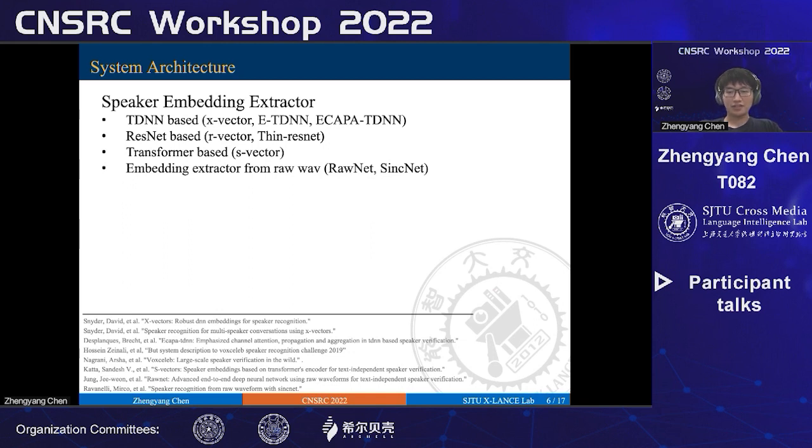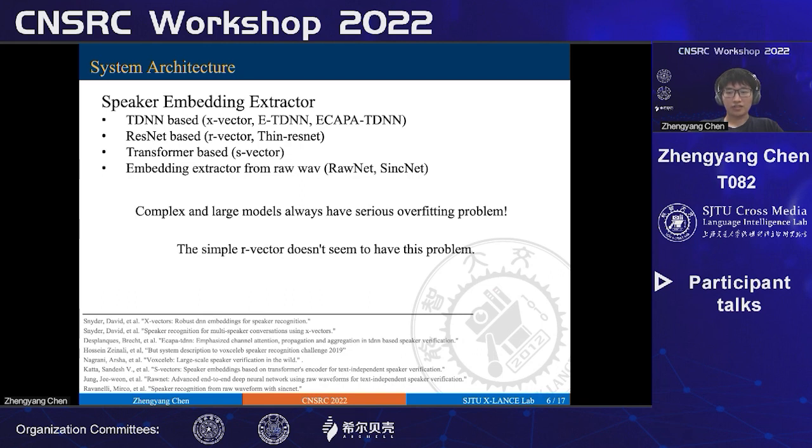In the last few years, we have seen lots of different architectures designed for speaker verification systems, such as TDNN-based models, ResNet-based models, transformer-based models, and models which take raw audio as input. In our experiments, we found that complex and large models always have a serious overfitting problem. Although data augmentation can solve this problem to some extent, we still cannot fully solve it. Interestingly, we found the ResNet-based model doesn't seem to have this problem, and we mainly use ResNet in our experiments.